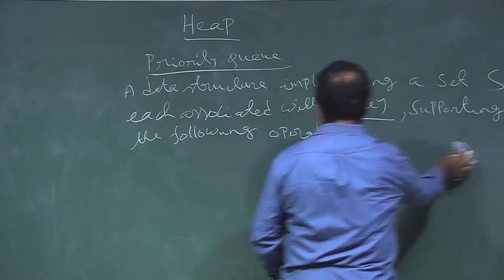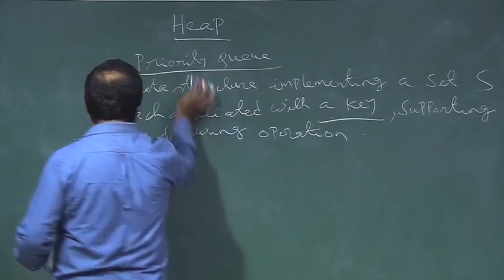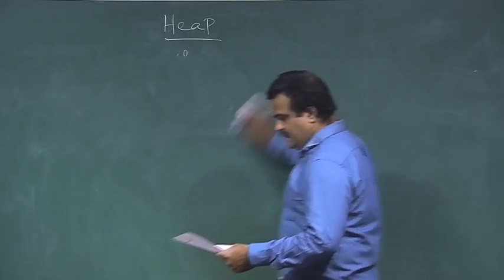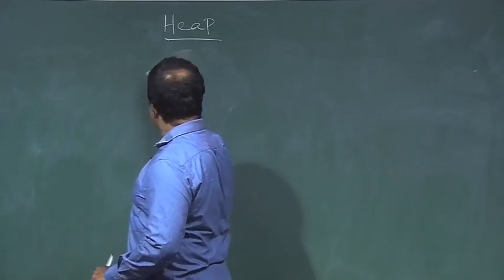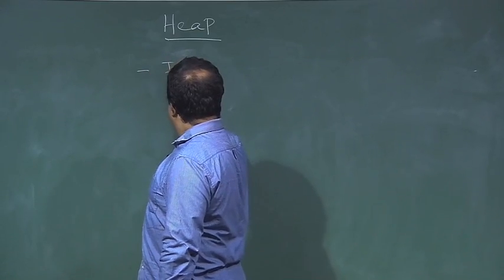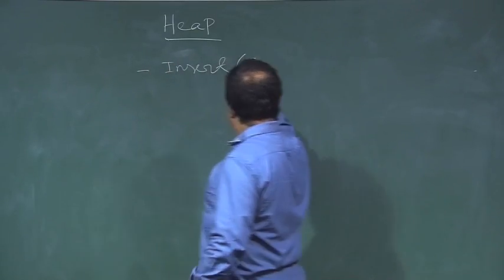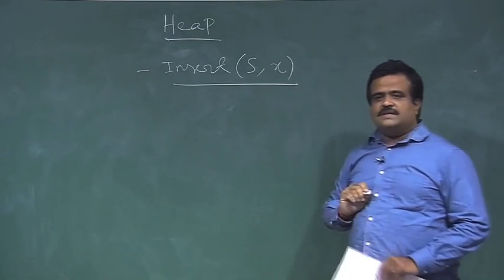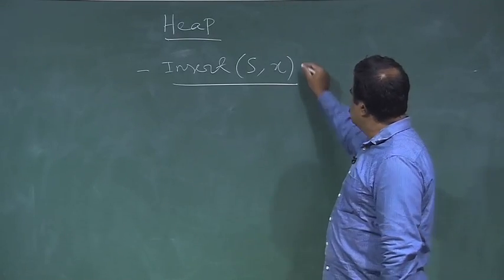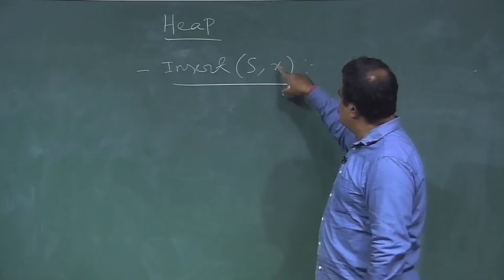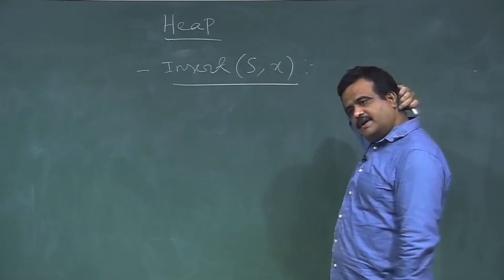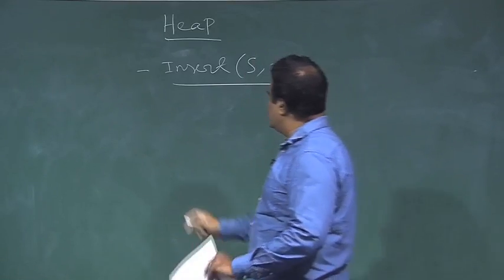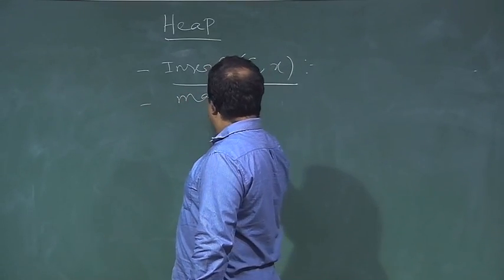This is the S set. The operations are basically insert. We should be able to insert an element in S. So, we insert X into S, a new record, where X has some key value, into S. This is the insert operation, and there is a max operation, max of S.